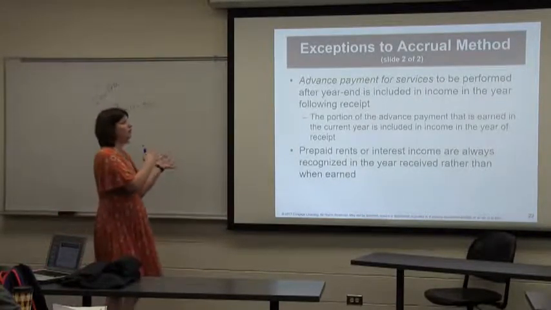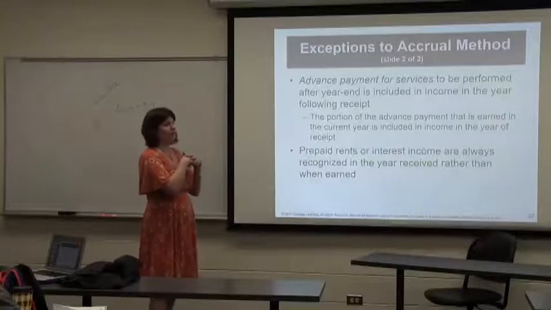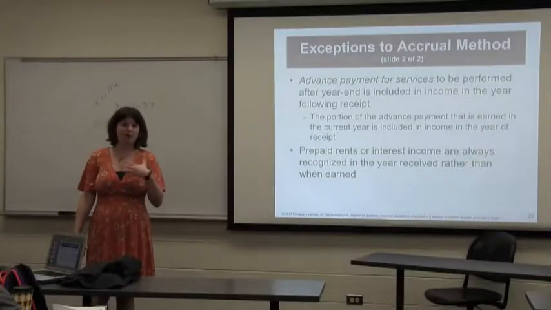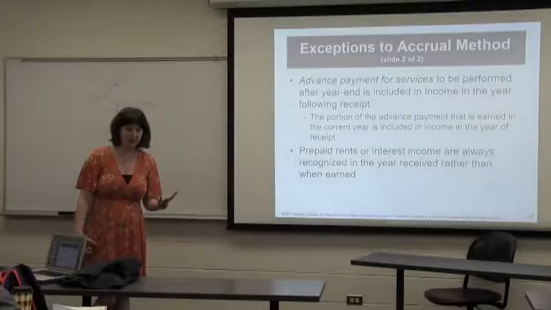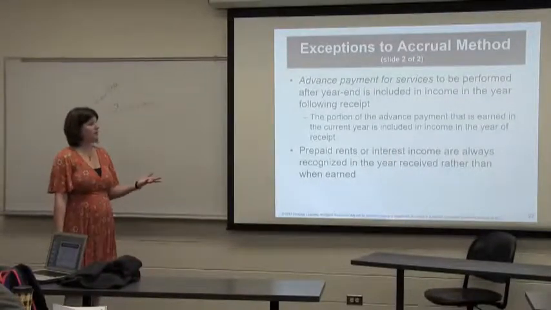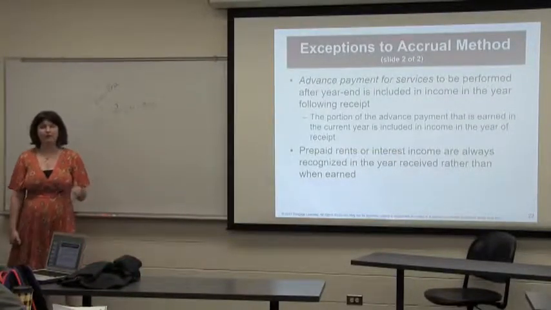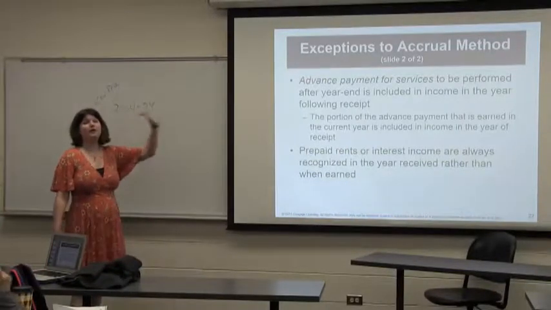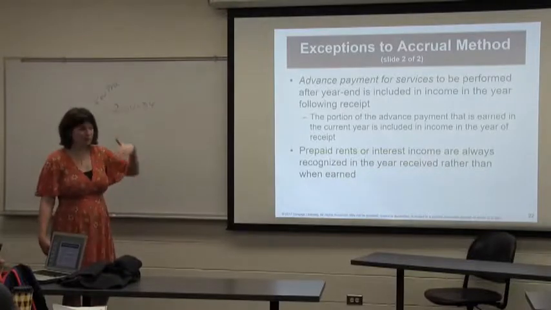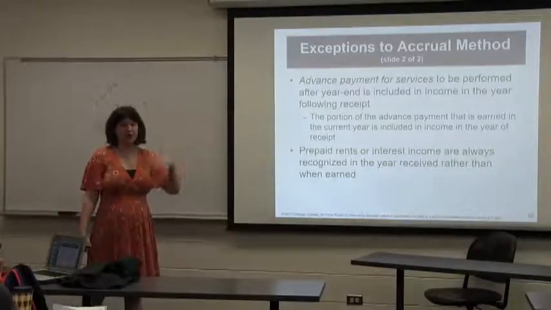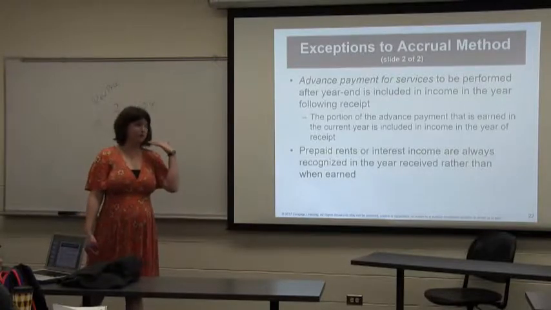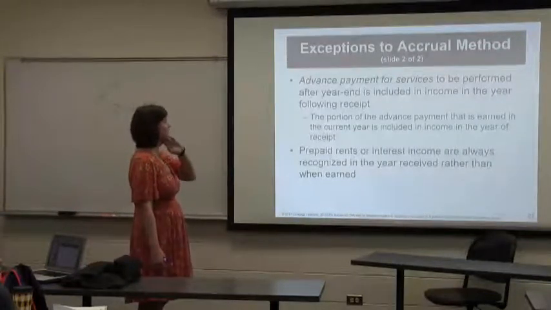You can include part of it in income in the year following receipt. So if you receive the payment in 16, part of it will be included in 16. And then part of it will be reported in the year following receipt, which would be 17. But not the year after that. Okay, we do have a cutoff. You can only defer income recognition up to the year following receipt.